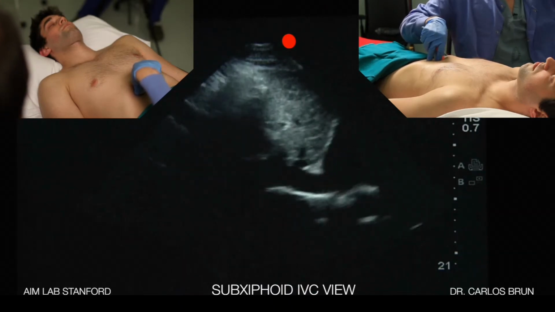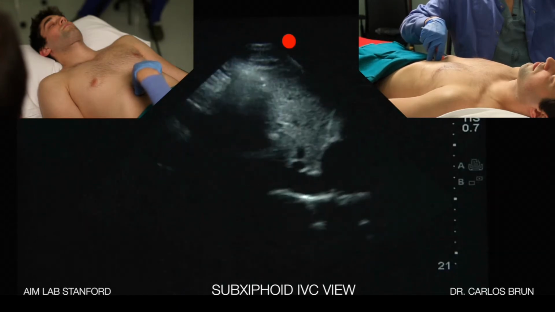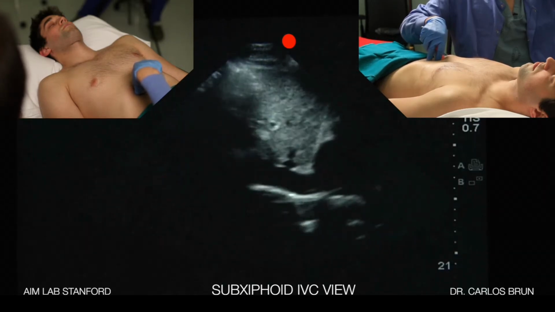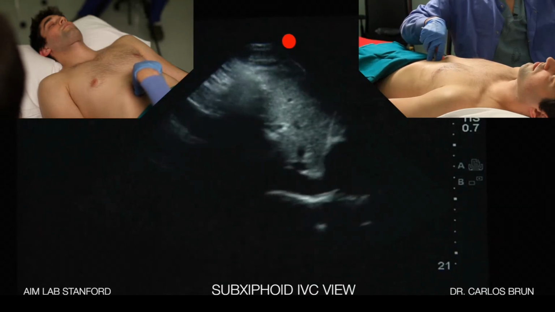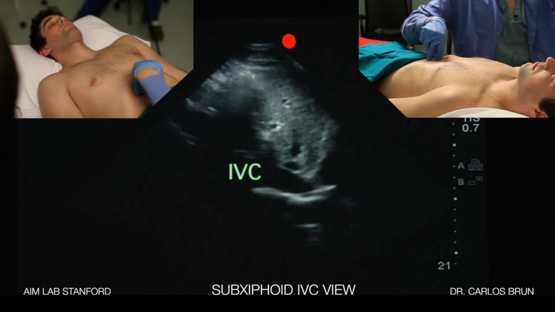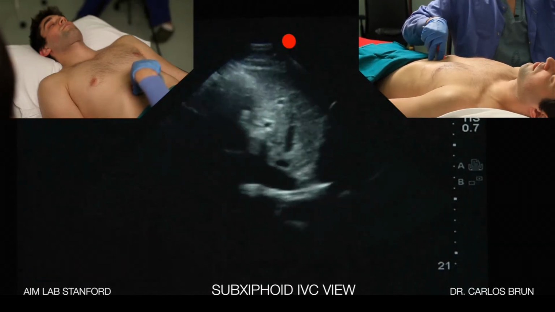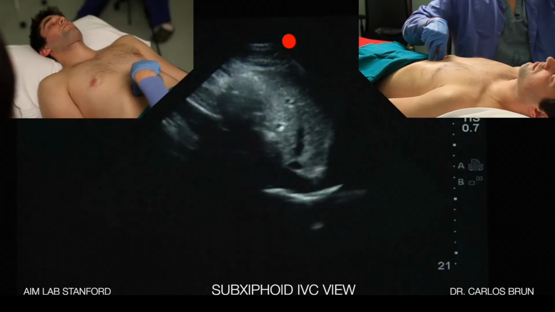But we begin to see the base of the IVC, and at the 12 o'clock position, right next to the right atrium and IVC junction, is a hepatic vein. That's actually a potential pitfall when people just measure both the hepatic vein and the IVC. But this is the classic position where people will measure the IVC.